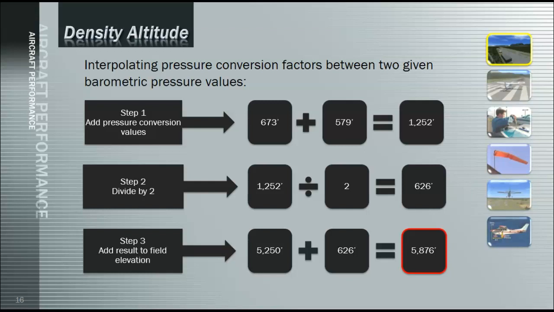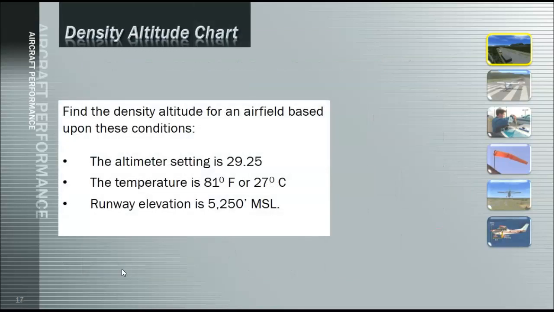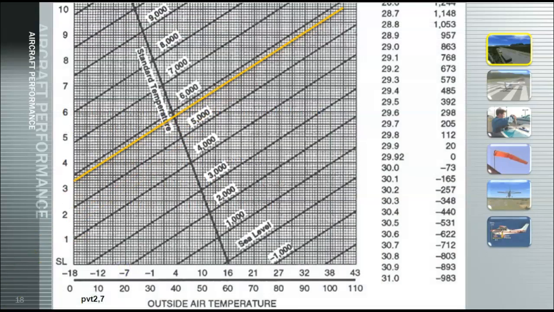Then we add the result to the field elevation to get the pressure altitude, which is 5,876 feet. Next, we look at the temperature, 27 degrees Celsius, and the pressure altitude. So we draw a line for the pressure altitude, and that has to parallel the other pressure altitude lines. And then we draw a line straight up from the temperature, and then straight to the left from that point where they intersect. And that shows us what the density altitude is on that day.